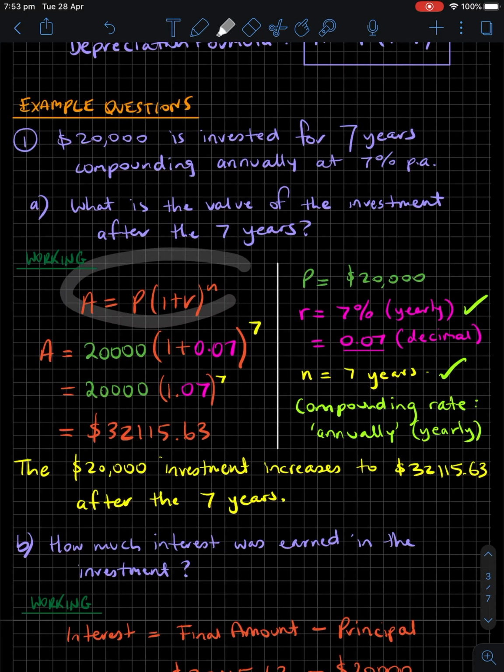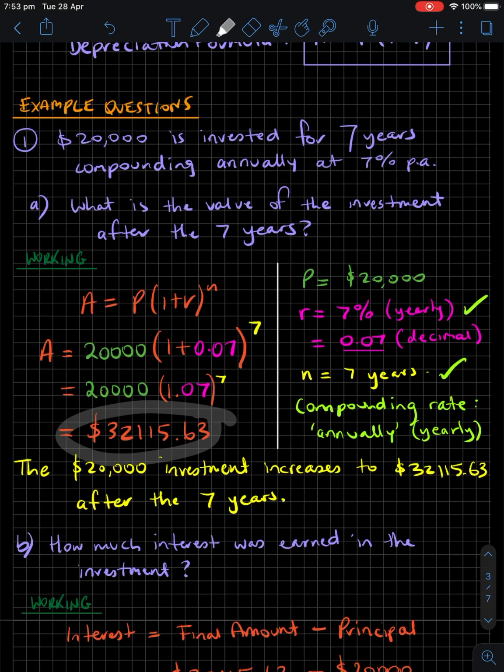So we've got this formula here. Our P is our principal, $20,000. Our R is our 0.07, our decimal version. And our N is our number of years, and that goes there. Now that N, this tiny little 7, that's a power. Really important that you're putting it in as a power in your calculator, and it should come out as $32,115.63. Make sure 2 decimal places with money.